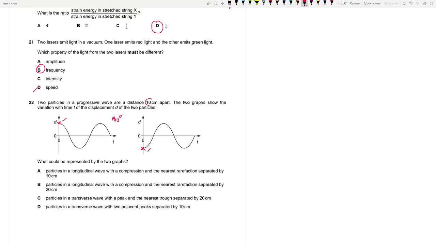This means that these two particles, that are separated, I'm just drawing a random figure, one is starting from the top, the other is starting from the bottom. This means that the distance between them actually represents the distance between a crest and a trough for the case of a progressive wave, or the compression and rarefaction in the case of a longitudinal wave. It's compression and rarefaction, and crest and trough for a transverse wave.